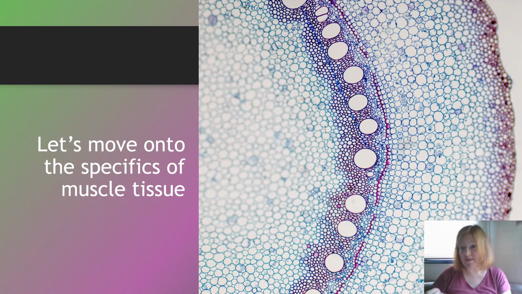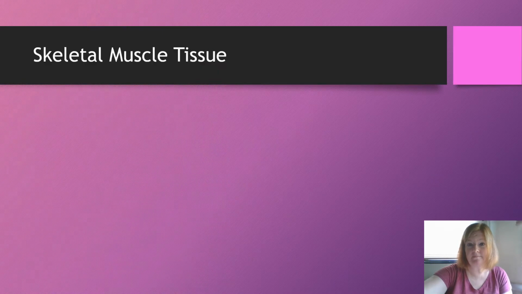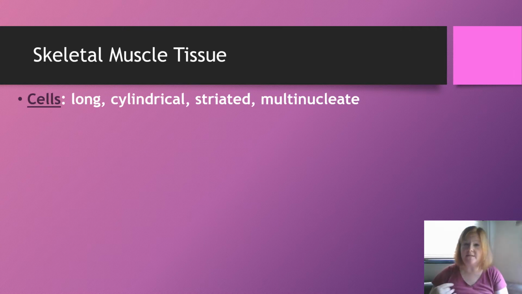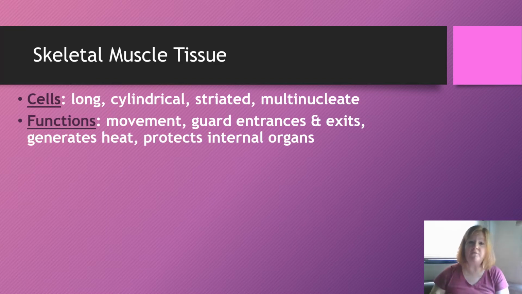Let's move on to the specifics of muscle tissue. So, skeletal muscle tissue. The cells in skeletal muscle tissue are long, cylindrical, striated, multinucleate, which means more than one nucleus. The functions are for movement, to guard the entrances and exits of our body. It generates heat when we shiver, also just through contraction, so it really helps to maintain our body temperature, and it does protect internal organs.